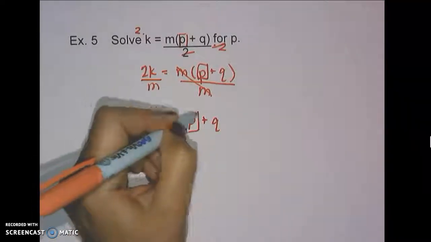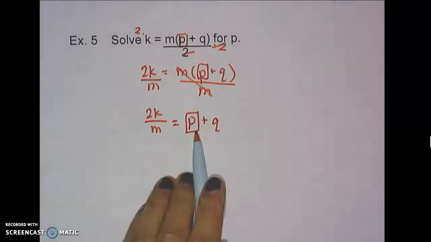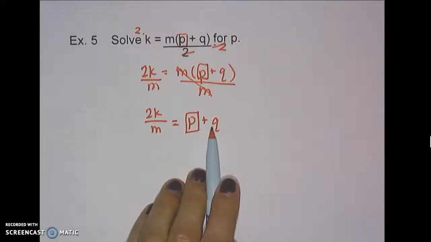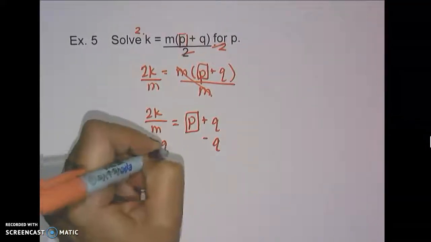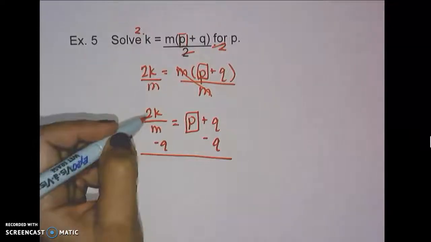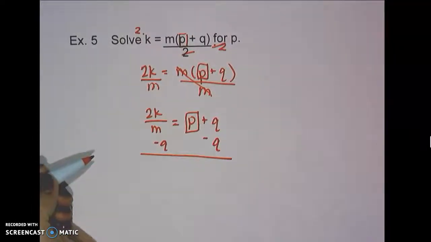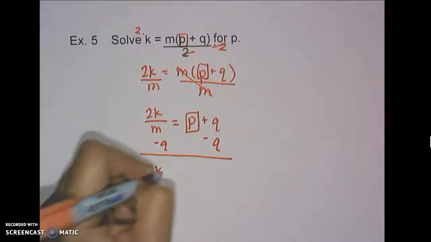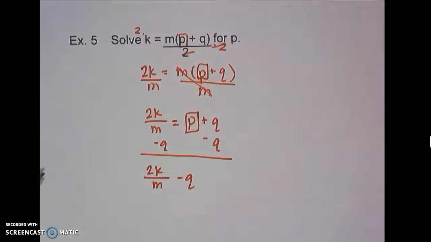Again, we're still trying to get p by itself. To get p by itself, we need to get rid of this plus q, which means we're going to subtract q on both sides. 2k over m minus q. Do we have any idea what that is? No. We're literally going to write it exactly the same way we just said it.